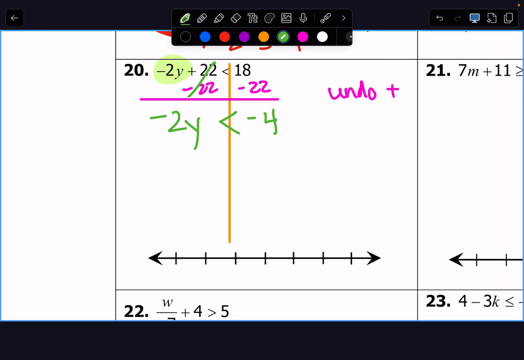Now here's where we all made the same step, but we didn't all get the same answer. And this is just going to be the biggest thing you're going to have to watch out for. What do we need to do to both sides?